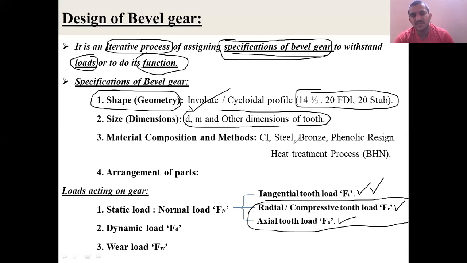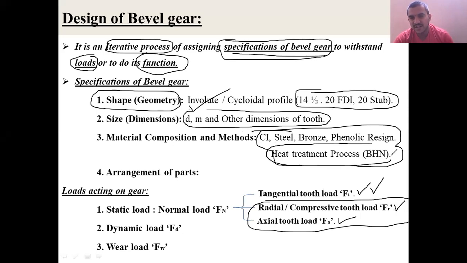The material and composition: bevel gears are made up of these materials, and then methods of manufacturing, based on the method of manufacturing, we get the Brinell hardness number. Then arrangement of parts, how the parts are arranged. It may be acute angle or obtuse or right angle, or it may be hypoid, where the two shafts are neither parallel nor intersecting, etc. Those are the arrangement of the parts.